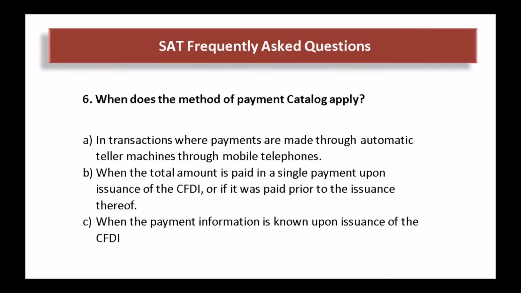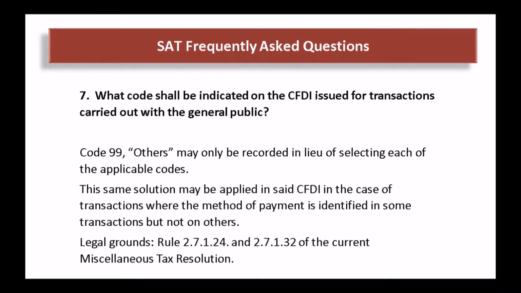3. When the payment information is known upon the issuance of the CFDI. Here is also one of the options of this rule, that we can include the information available at the time of creating the invoice. But here we need to be very specific: if you are using information available and not the actual information, we only have to use a description. We cannot use a code.